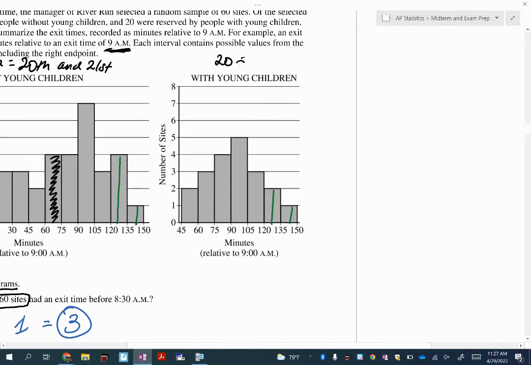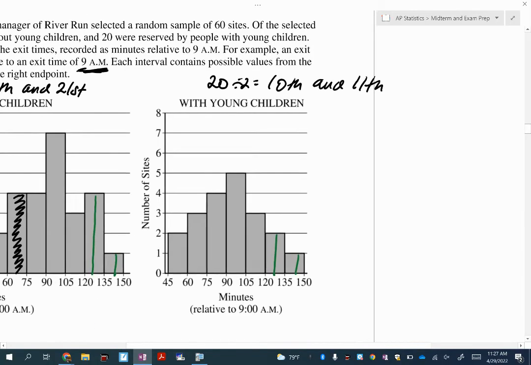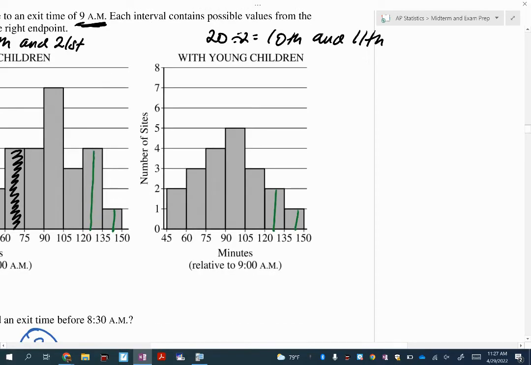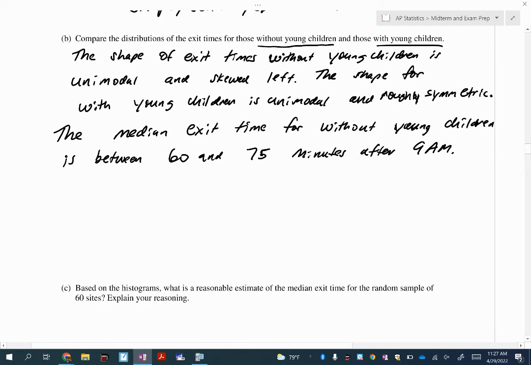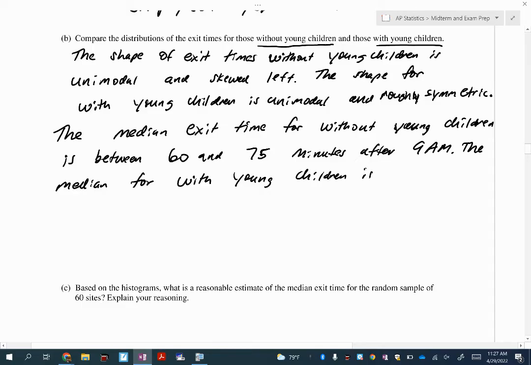All right, so that's 20 divided by 2, which is the 10th and the 11th. So that means I'm going to have 2 plus 3 is 5, plus 4 is 9, 9 plus 5 is 14, so the 10th and 11th are in that bin, which is 90 to 105. All right, so the median for with young children is 90 to 105 minutes after 9 a.m.